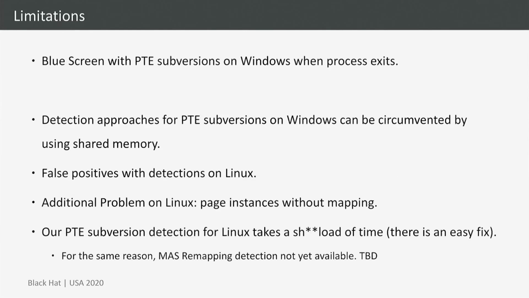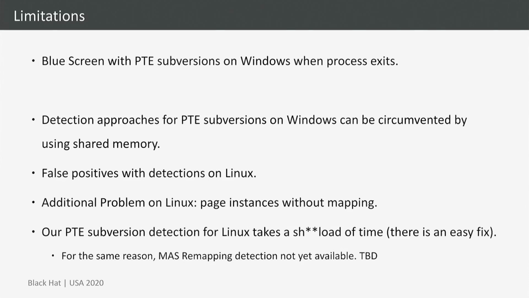Some limitations. We still have the issue for the subversion with the blue screen in Windows with our PTE subversions. So this is something that we need to fix. Also, the detection approaches for the PTE subversions on Windows can be circumvented by the usage of shared memory. So this is something that we have in the future to have a closer look at. Also, there were quite some false positives with Linux, with the detections. So that's something that's not ideal at the moment.